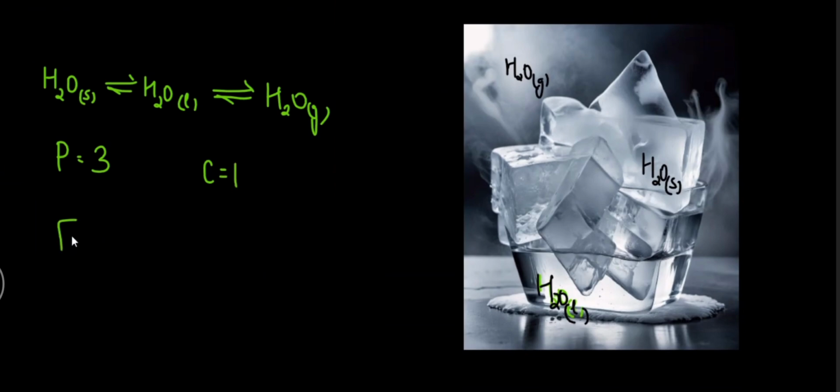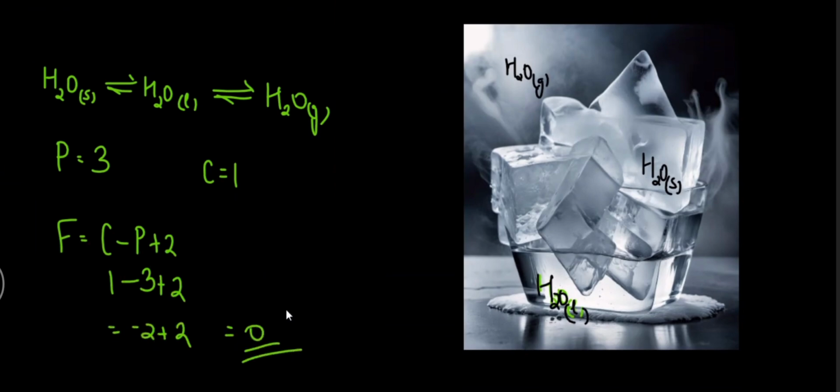So, in the similar fashion, you can calculate the degree of freedom, C minus P plus 2. So 1 minus 3 plus 2, which will come out to be minus 2 plus 2. Hence, the degree of freedom over here is 0. So in this case, the system is non-variant, which indicates none of the variables are required to define the system, neither temperature, nor pressure, nor composition.